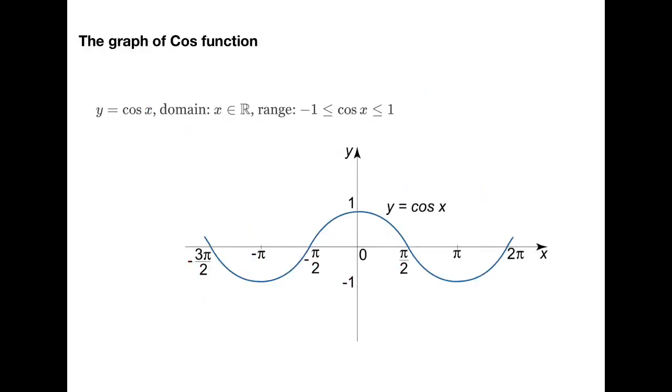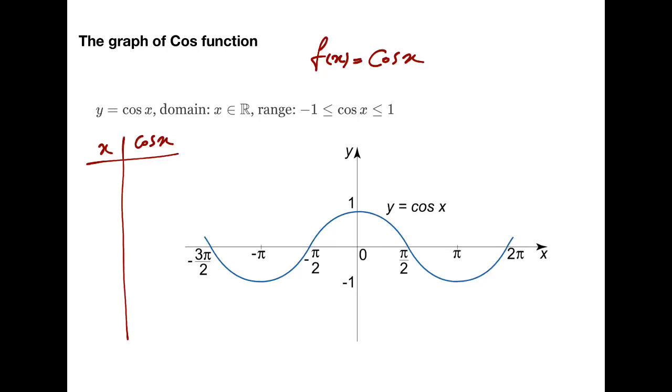Next trig function is the cosine function. So we're going to do the same thing. We're going to graph f of x equals cosine x. Again, we will use the same method for graphing this function, which is point plotting. The input is x and the output is the cosine function.